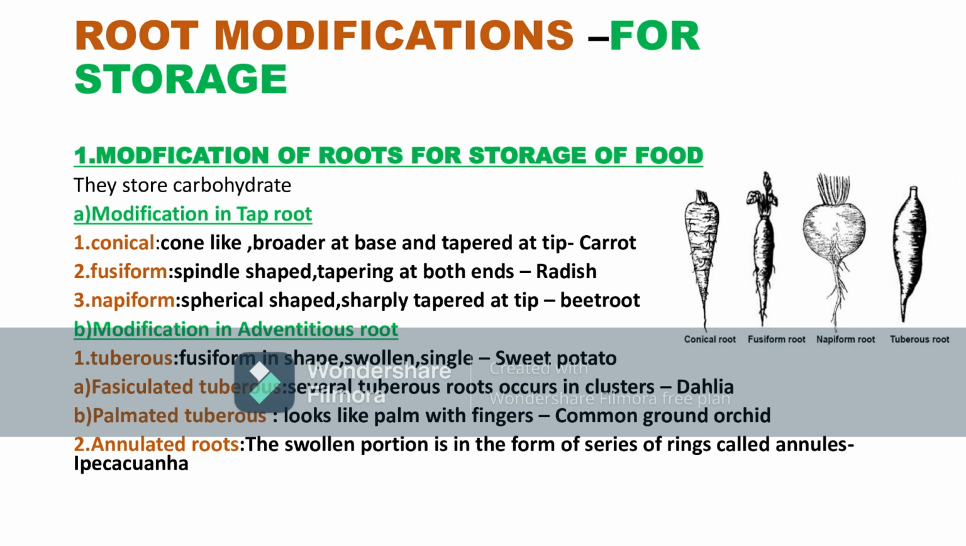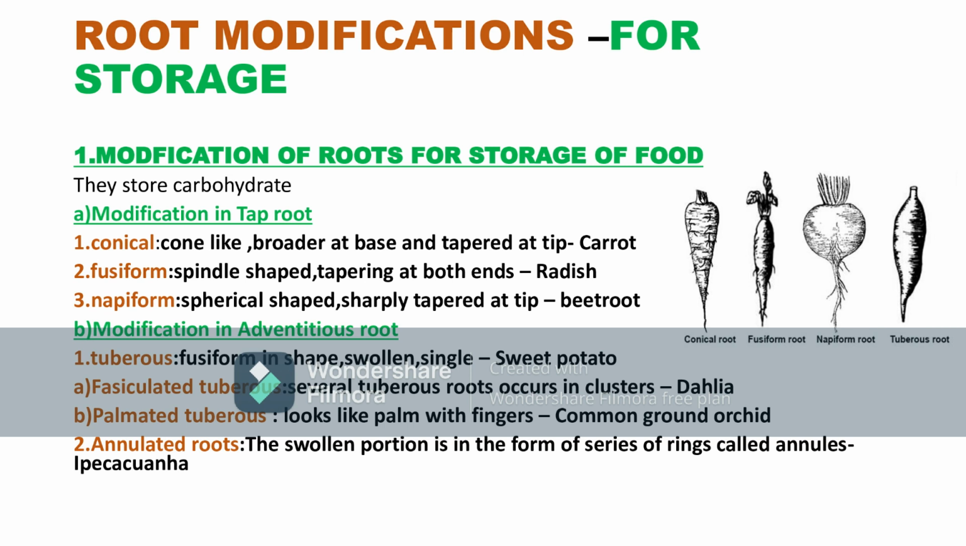Roots are modified for various purposes. First, we'll see the modification of roots for the storage of food. Roots store carbohydrates. Here, the taproot system shows three modifications: conical, fusiform, napiform. Conical: cone-like, broader at the base and tapered at the tip. Example, carrot. Fusiform: spindle-shaped, tapering at both ends. Example, radish. Napiform: spherical shaped, sharply tapered at the tip.